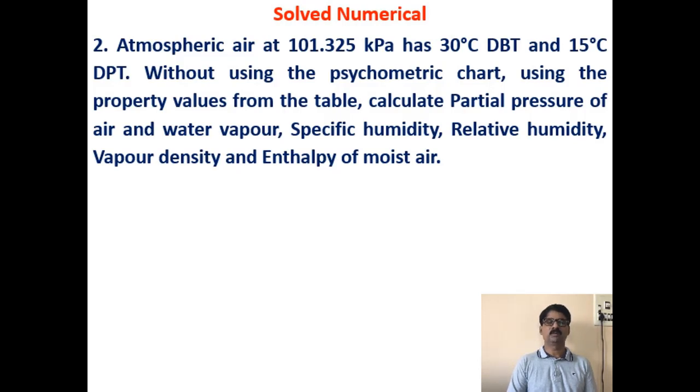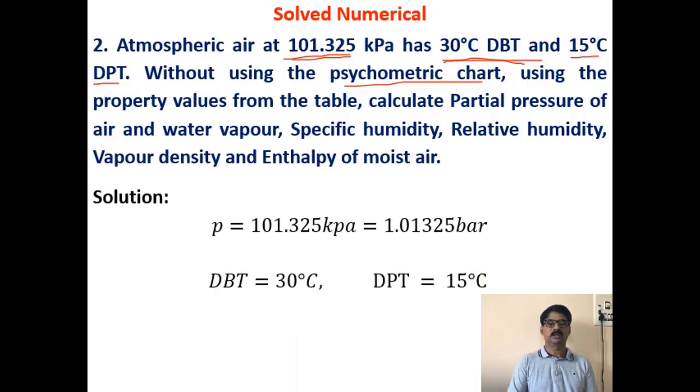In the previous problem, you were given pressure, dry bulb temperature and relative humidity. Here pressure, dry bulb temperature and dew point temperature are given. Once again, you are not supposed to use the psychrometric chart. So let us see how to solve this problem. Here first let us note down the given data. P is given in kilopascal, you can note it in bar also. DBT is given and DPT, dew point temperature, is given.